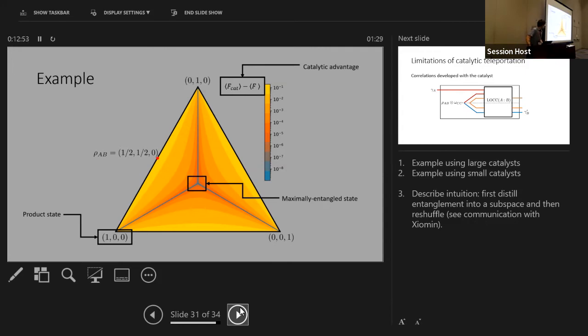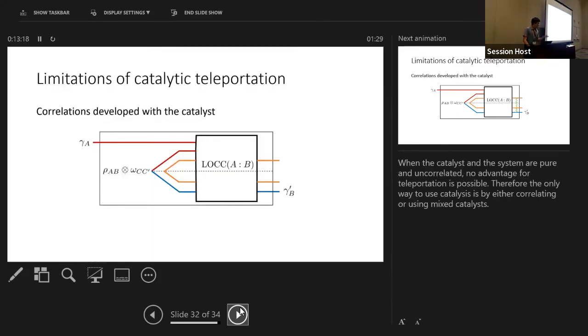So our EPR state from the example is precisely at the middle of the edge, and as we can see, around that point we still have an infinite number of states that can demonstrate advantage. This is really generic, meaning that for almost every state that you can think of, you will find some catalyst that will improve your performance even further. Okay, so we're almost there.